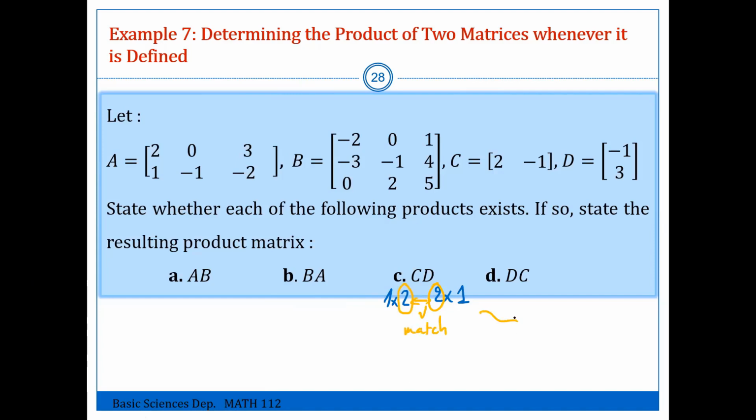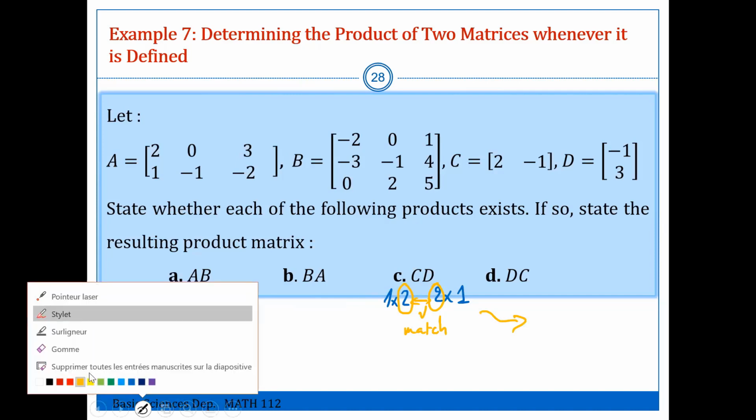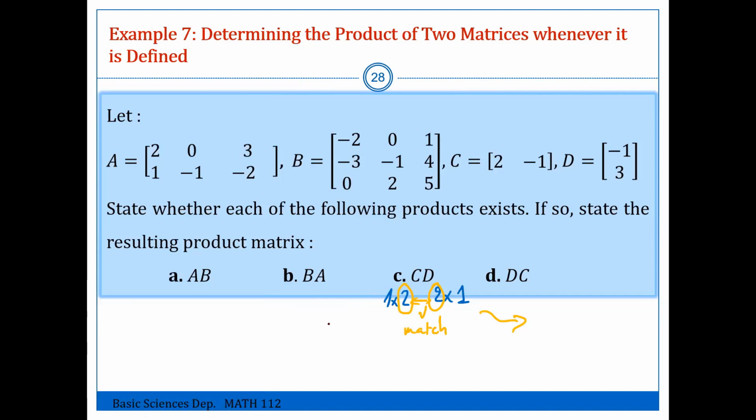What will be the result? 1 times 1. Result 1 times 1. What does it mean? A matrix with one row, one column. It's one element. It's a scalar, let's say. Okay. So here we can multiply and we'll obtain a matrix. So C here. So CD will be 2, -1.